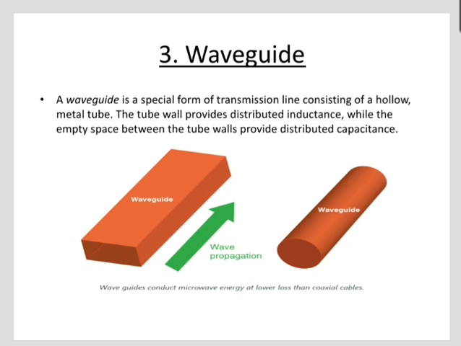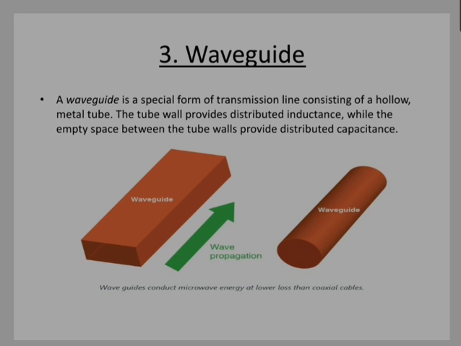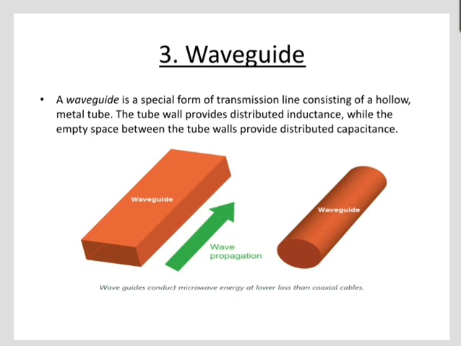Next is waveguide. A waveguide is a special form of transmission line consisting of a hollow metal tube. The tube wall provides distributed inductance, while the empty space between the tube walls provides distributed capacitance. The waveguide conducts microwave energy at lower loss than coaxial cables.